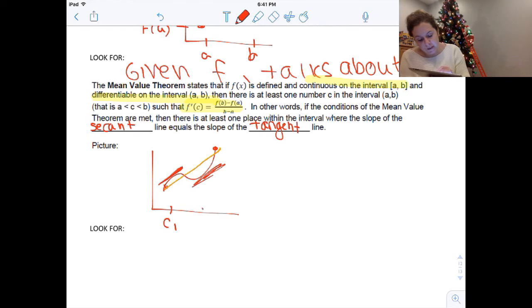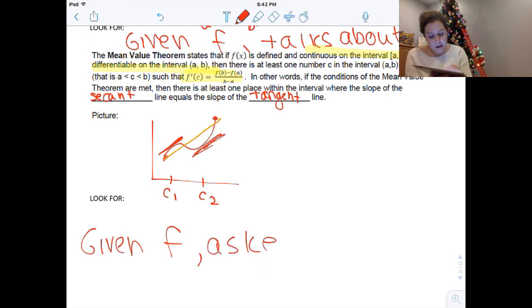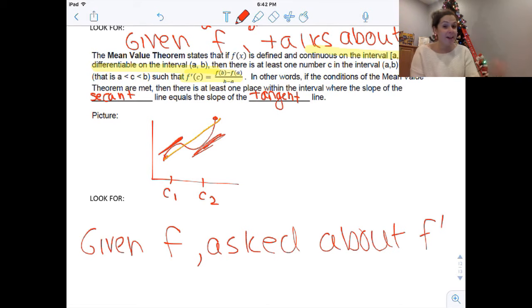And you guys did great with this in class Friday. So what you're looking for here is that you're given a function like f, and you're asked about f prime. Notice with IVT, you're given f, and then they ask you about f. We did that before you ever knew what a derivative was, back in our first unit. But on this one, you need to be able to find a derivative to calculate that. So typically, if you're given a function and asked about its derivative, that will usually be MVT. Versus if you're given a function and asked about the function, that will be IVT.